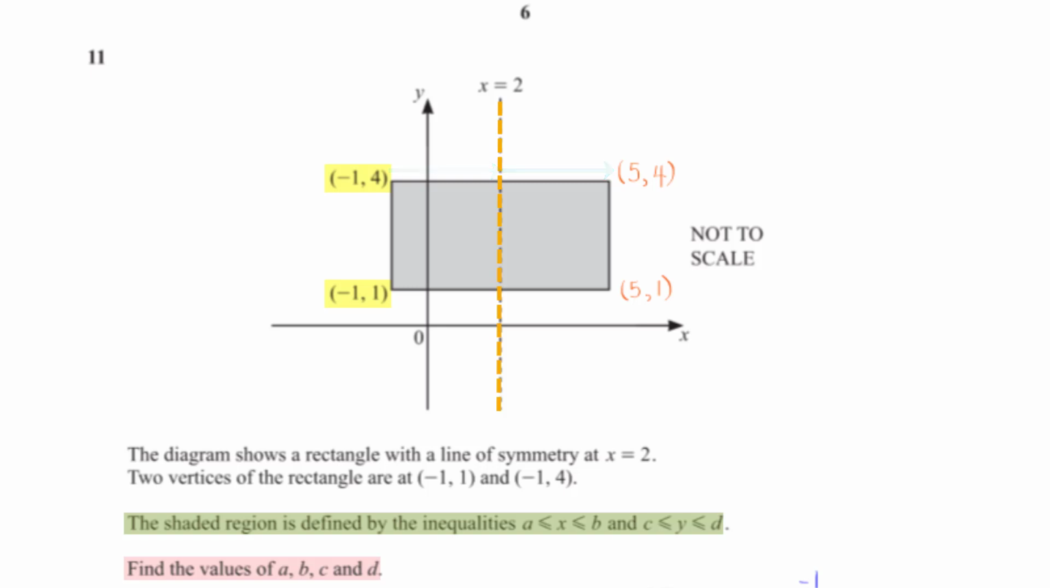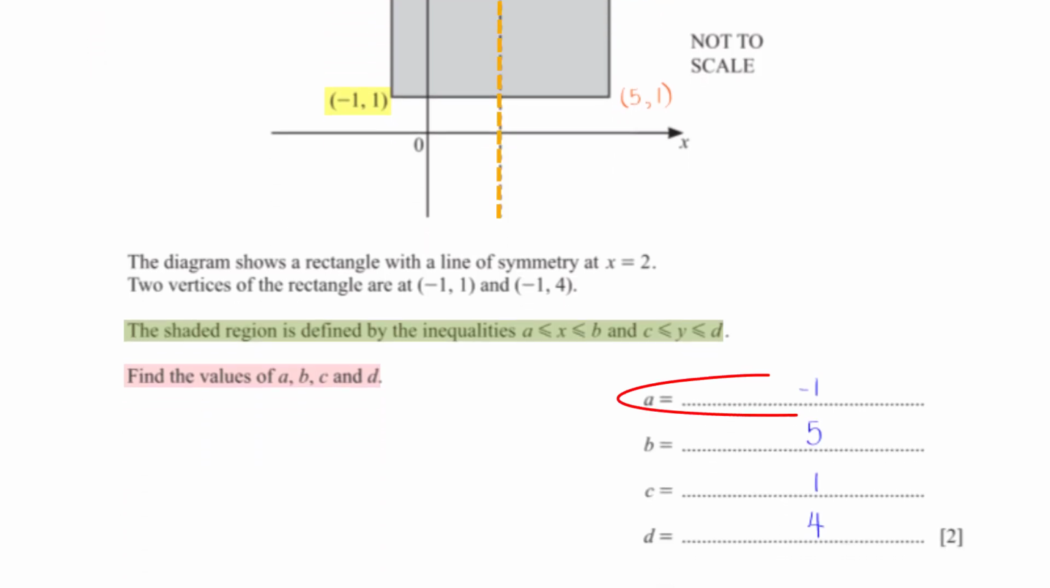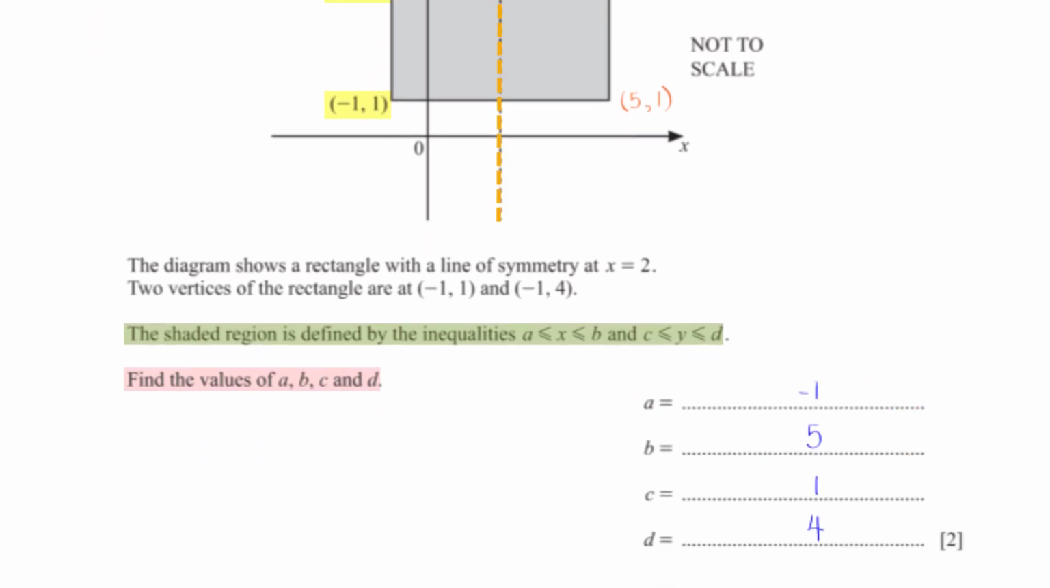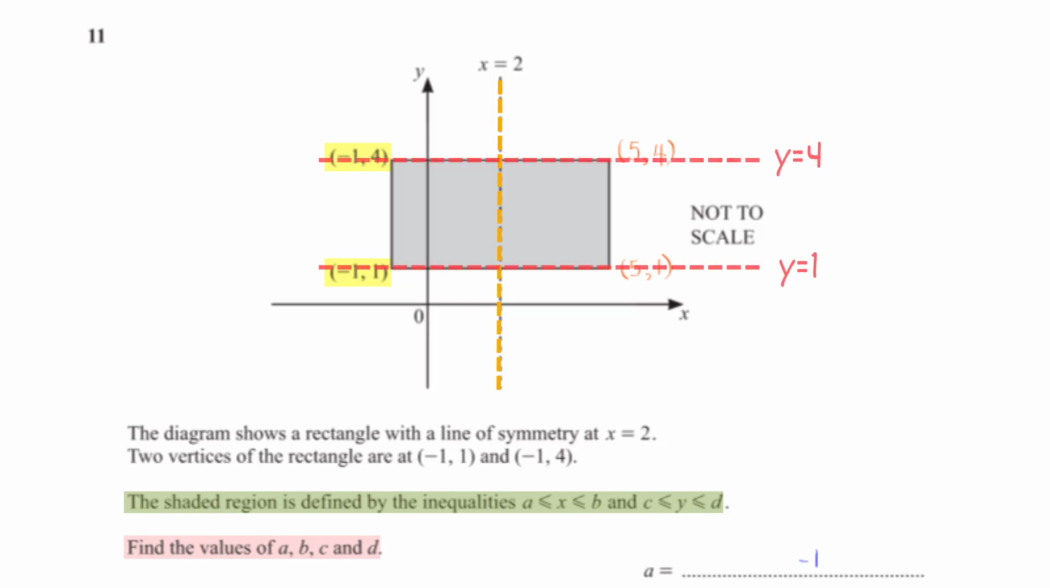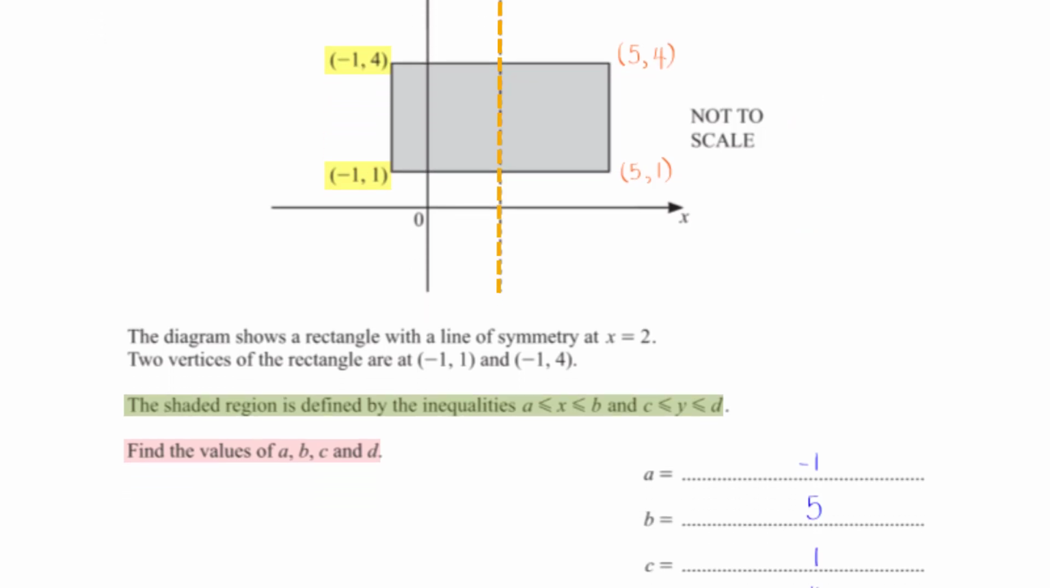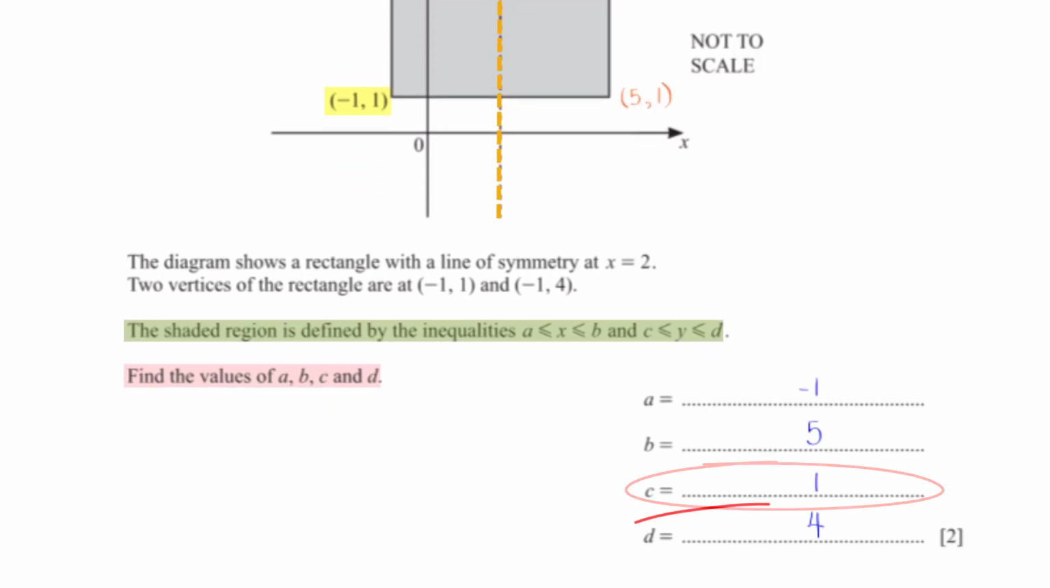For the bottom part of the rectangle, since this point is on the same line as the point above, its x-coordinate will also be equal to 5, and its y-coordinate will be equal to 1. We have x is greater than or equal to -1 and less than or equal to 5. So this means that a is -1, b is 5. And for y, we have y is greater than or equal to 1 and less than or equal to 4. So c is 1, d is 4.